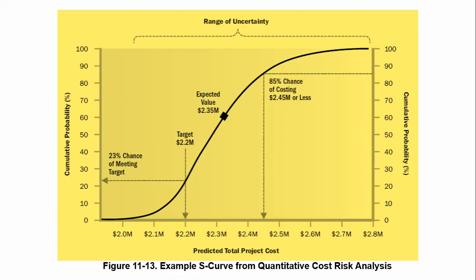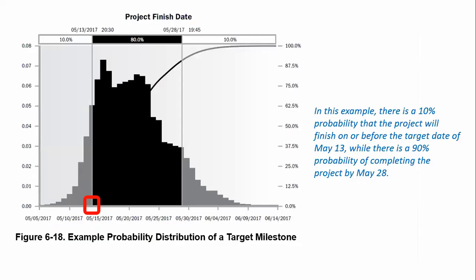Now, I know they have mentioned 11.4.2.4, but really what they are trying to get us to see is 6-18. So that is not the exact image that we should be showing right now. We should be showing another image from chapter 6, this one right here. So if you take a look at what they're saying here, there's a 10% probability that the project will finish on or before the target date of May 13th.